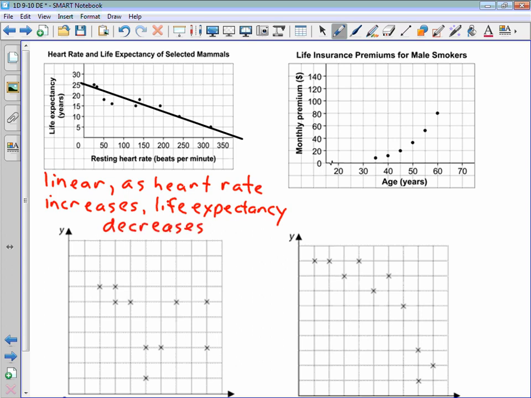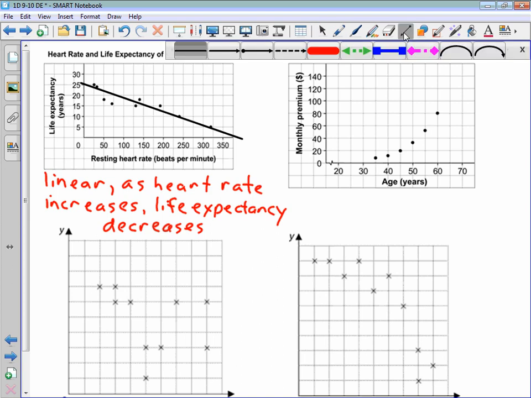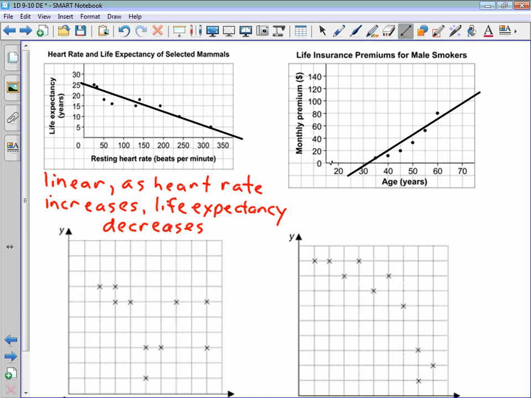There we go. Well, let's see, what's this next one here? Life insurance premiums for male smokers, where we're plotting monthly premiums and age in years. Now in this case, if I tried to take my straight line tool here and do a straight line, it kind of goes through a lot of the points, but notice that a whole bunch of points in the middle are sort of down below the line, and points at the end are sort of on the line or above the line here. So that isn't the best kind of fit that we can have here.